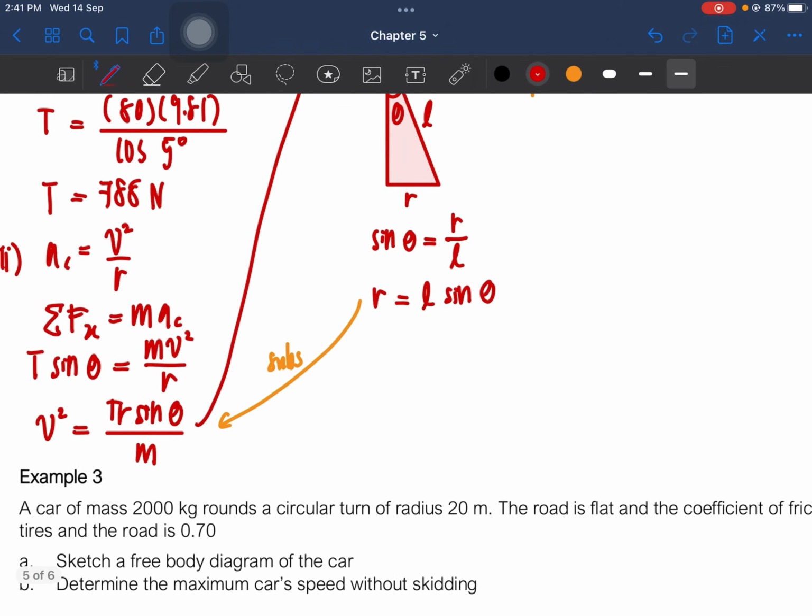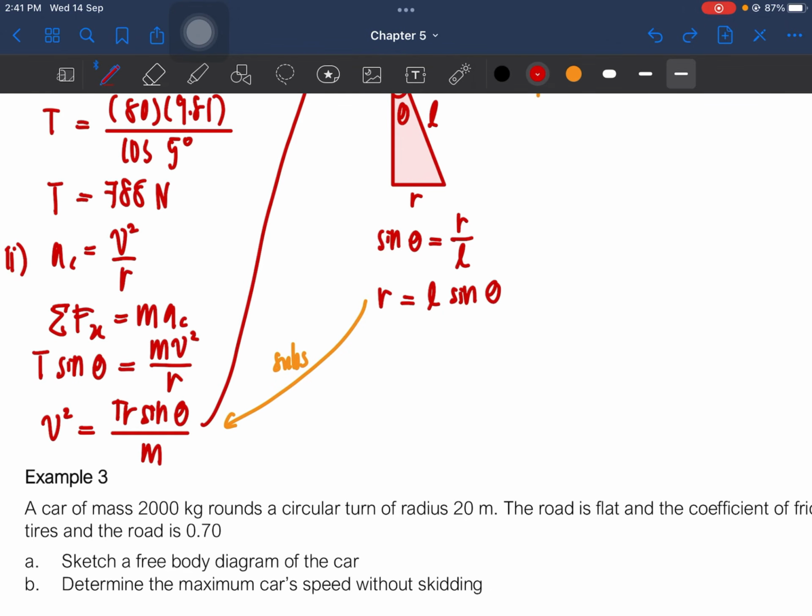So dapatlah v square equal to T L sin theta, ada sin theta di sini, ada sin theta sini, kita just boleh sin square theta over m. So bolehlah kamu substitute the values, and you should get the velocity to be equal to 0.865 meter per second.